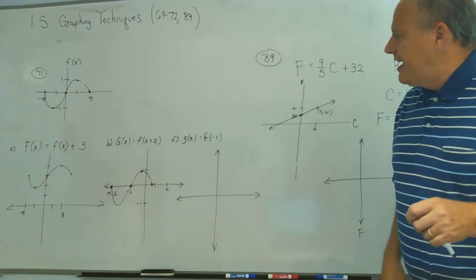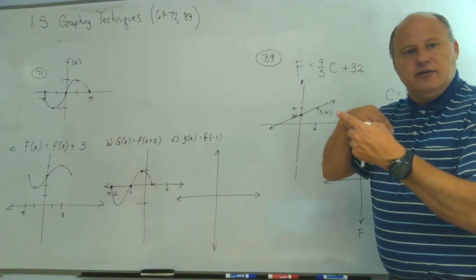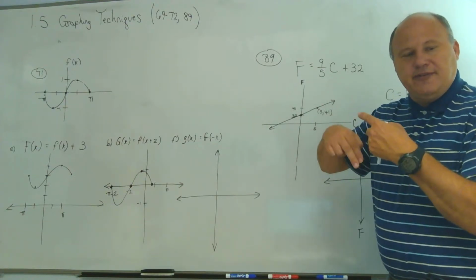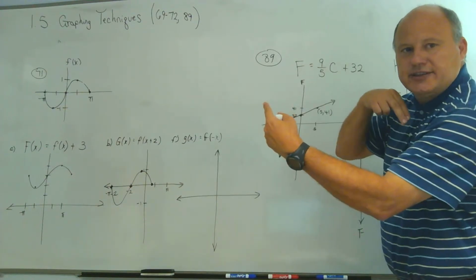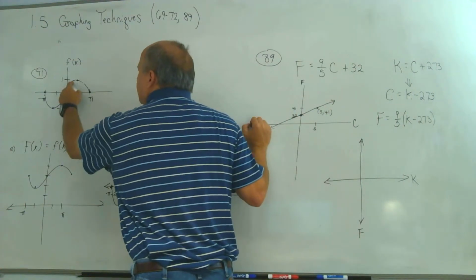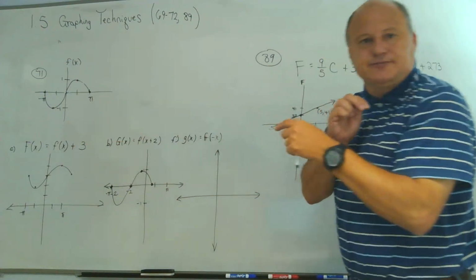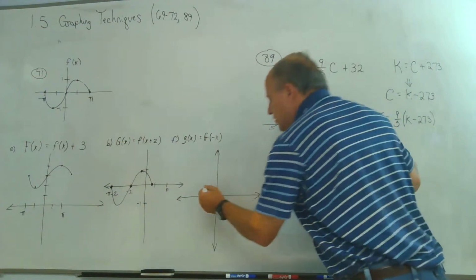Okay, and the last one is f of negative x. Remember what f of negative x is? It's called a horizontal reflection. It reflects across the y-axis. So this top bell is a top bell over here, and this bottom bell is a bottom bell. So it just kind of flip-flops. It's a horizontal reflection. So it looks like this.